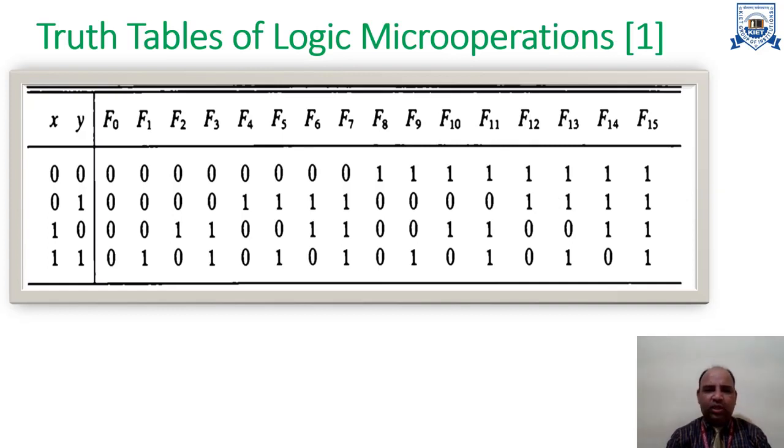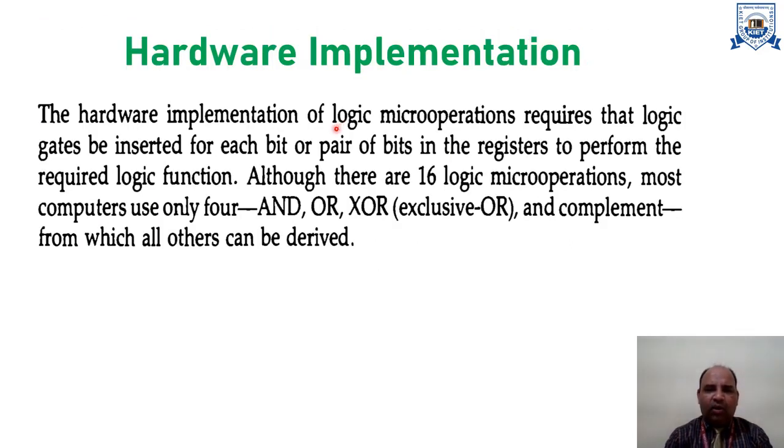Now we move on to the next slide, hardware implementation. It is very important that when we have different kinds of logic micro operations, as we saw just a couple of slides earlier, there are 16, ranging from F0 to F15, including clear, logical AND, logical OR, exclusive OR, all set to 1, NOR, which means 16 in total. Now in this slide, we will try to understand how they can be implemented in hardware.